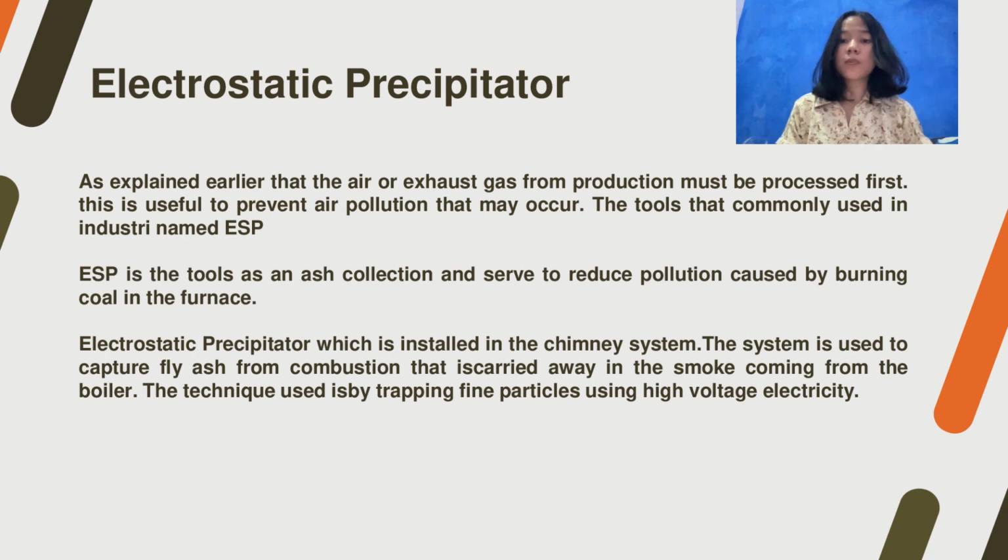ESP, or electrostatic precipitator, is a tool for ash collection and serves to reduce pollution caused by burning coal in the furnace. So ESP is a tool to process the combustion ash in the air. The electrostatic precipitator is installed in the chimney system. The system is used to capture fly ash from combustion that is carried away in the smoke coming from the boiler. The technique used is trapping fine particles using high voltage electricity.